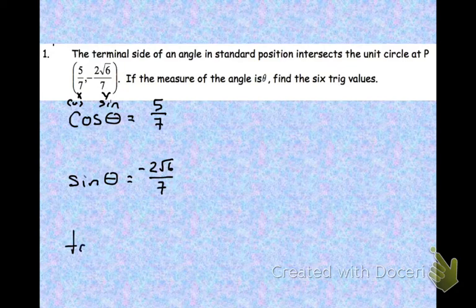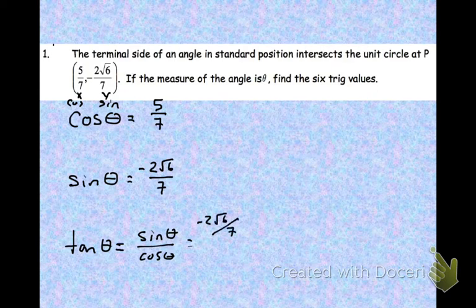Tangent, if we recall, is sine of theta over cosine of theta. So that means it's going to be negative 2 square root of 6 over 7 over 5 over 7. And we're lucky enough that those 7's will cancel out. And we'll be left with just negative 2 radical 6 over 5.